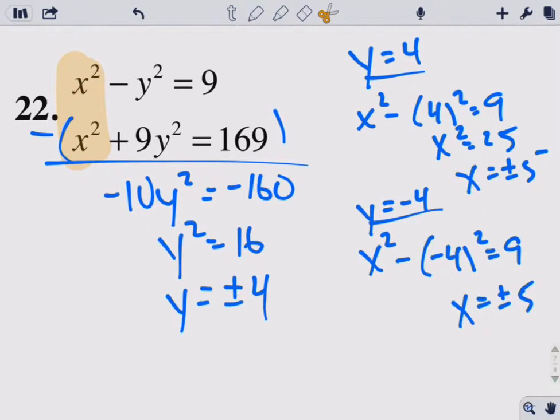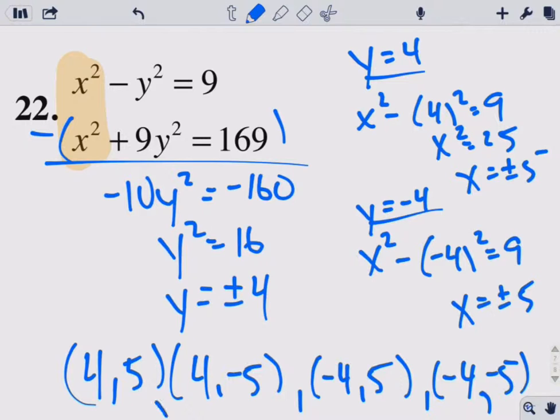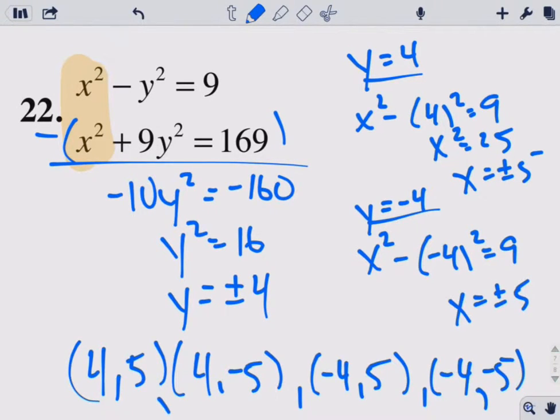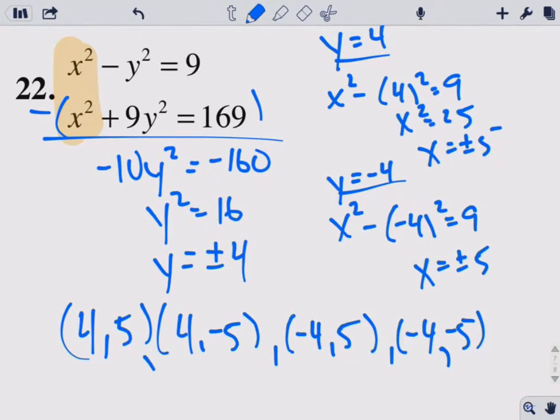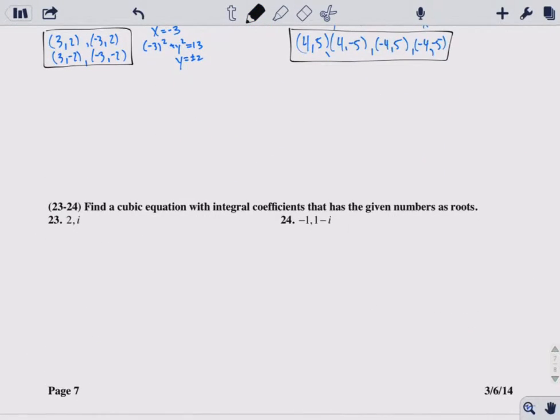So again, we have 4 answers. Those 4 answers being (4, 5), (4, negative 5), (negative 4, 5), (negative 4, negative 5). Okay, and those are your 4 answers, and we've solved that system of quadratics. It's 21 and 22. Okay, now moving on to stuff from 8.6.